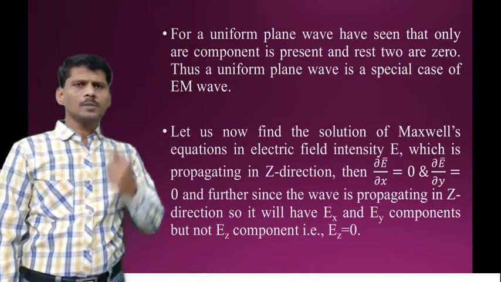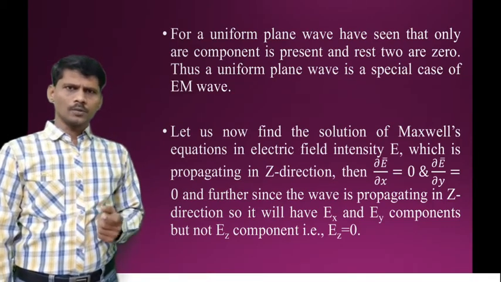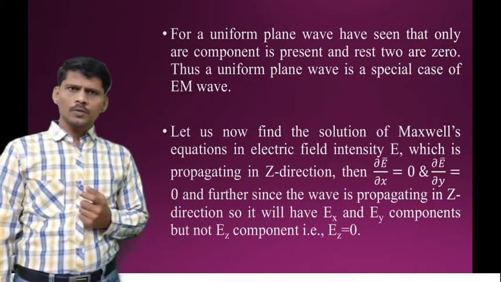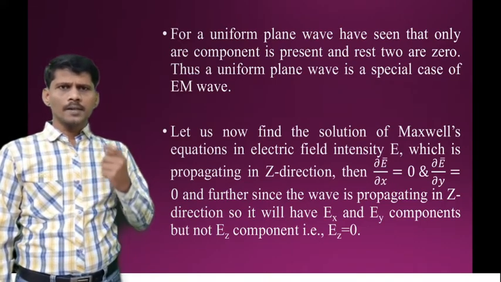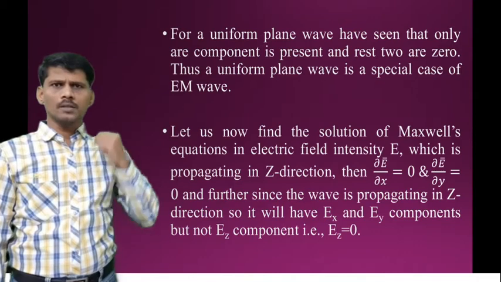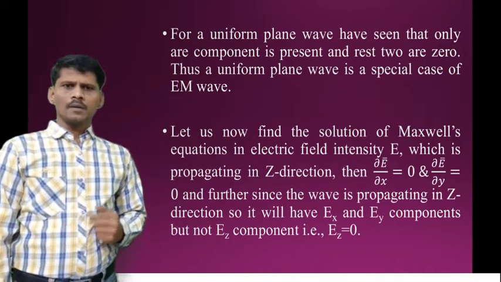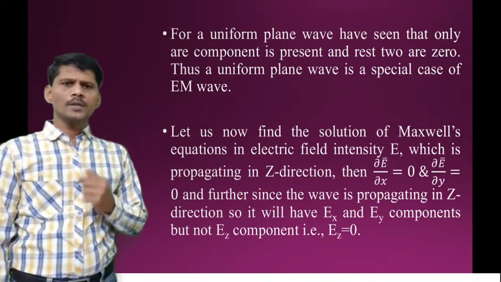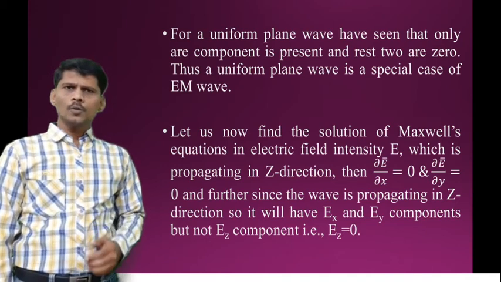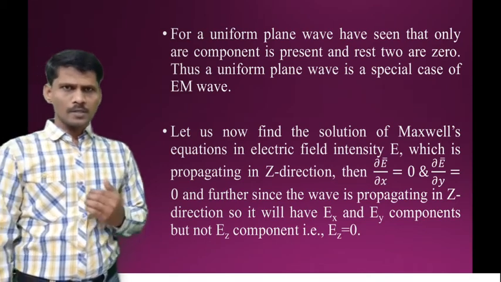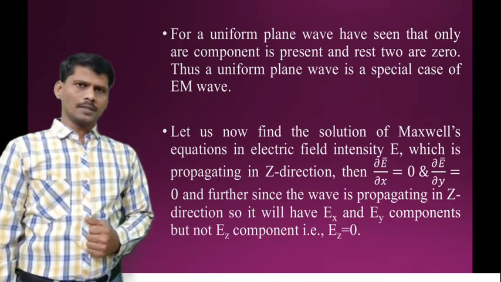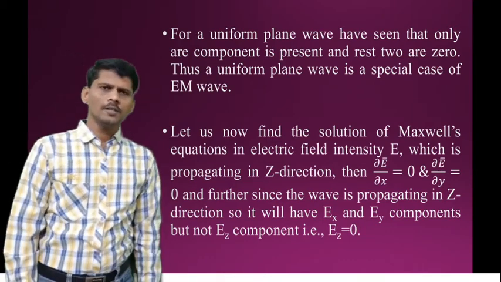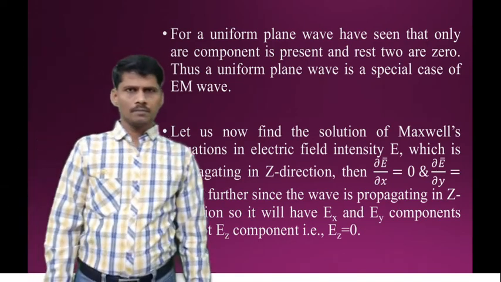Along the direction of propagation, the derivatives dou by dou x is equal to 0 and dou by dou y is equal to 0 if the electric fields and magnetic fields are propagating along the z direction. And further, since the wave is propagating in the z direction, it will have Ex and Ey components and there is no Ez component. So that is the condition of the uniform plane wave.